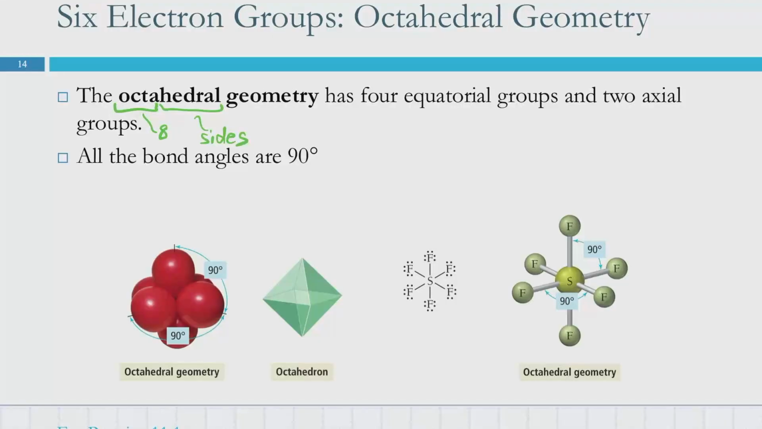Since we've got 4 that are out in the equatorial positions, the spacing between those is going to be 90 degrees, and between our axial groups and our equatorial groups, those are also 90 degrees. This is the biggest geometry we will talk about in this class. And so for something like SF6, we've got an expanded octet on our sulfur in the middle. That's how we're able to access such a large geometry.